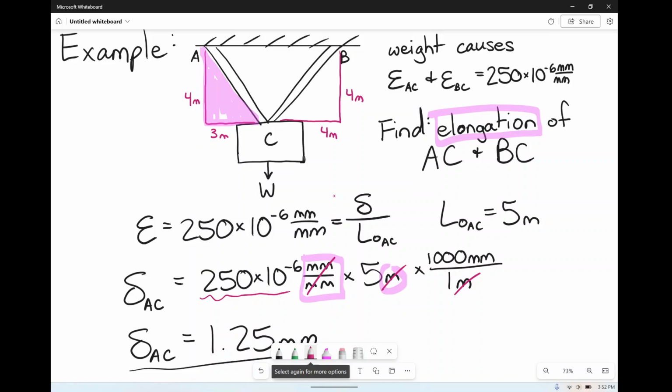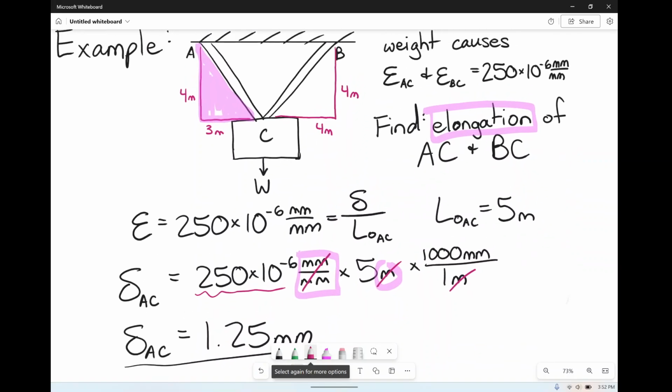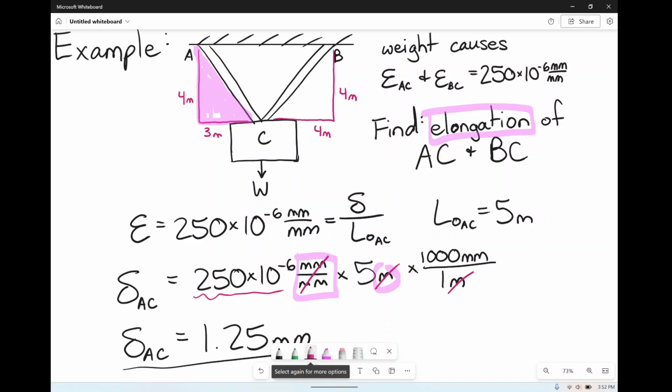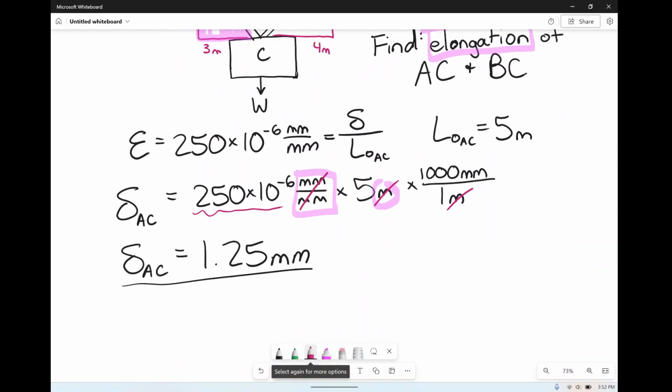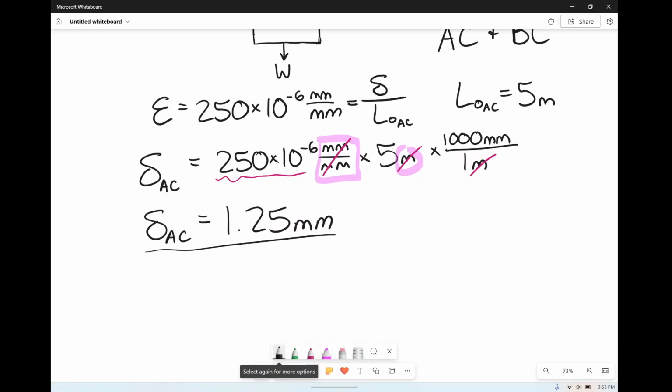But that was just AC. Now we're going to do it for BC. It's kind of the same exact thing. The only difference is that BC is not the same kind of triangle. Does this make much sense? Maybe not. Maybe if it's a different material, it'll stretch a little bit farther. Who knows? But here we go.